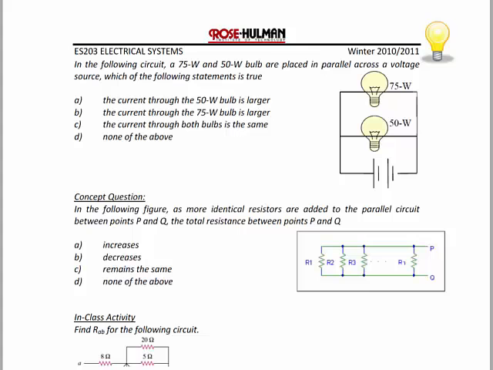So now let's look at some concept questions related to resistance, power, voltage, and current. In the following circuit, we have a 75 watt and a 50 watt light bulb, and they are placed in parallel across a voltage source. Which of the following statements is true?